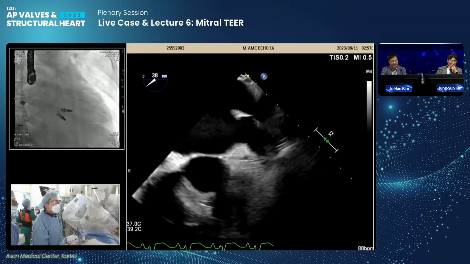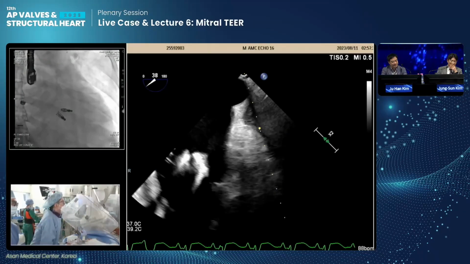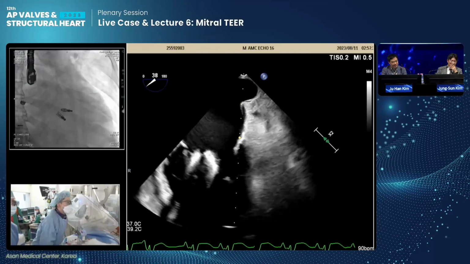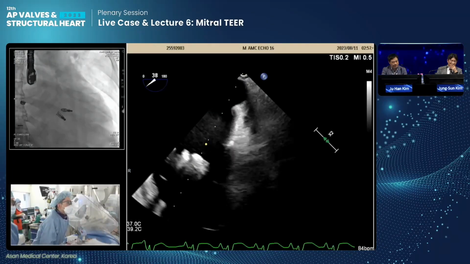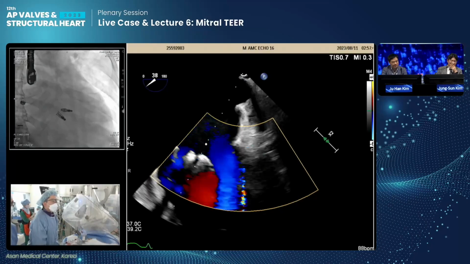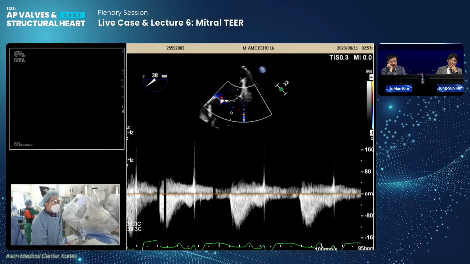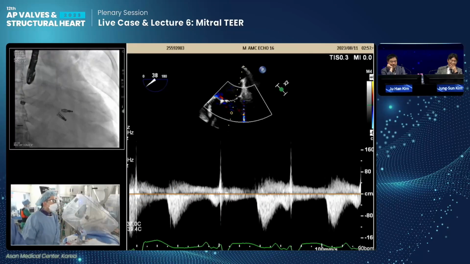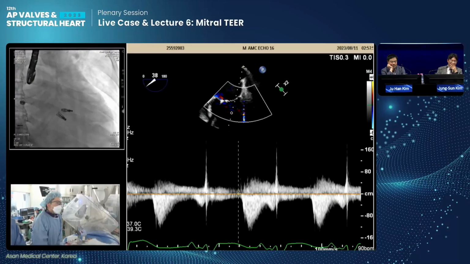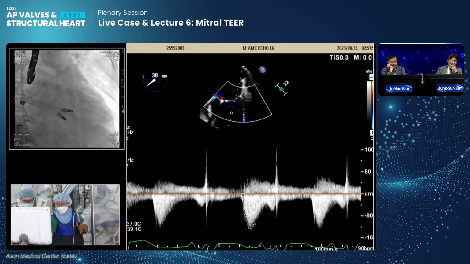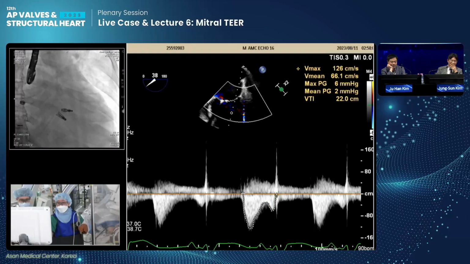Let's check the pressure gradient. Because the time is over, can you please show the final Doppler? Okay, the pressure gradient is low, definitely. Yeah, looks low, as much as 2 or 3. The line is slightly deviated from the perpendicular plane, but it's almost there.